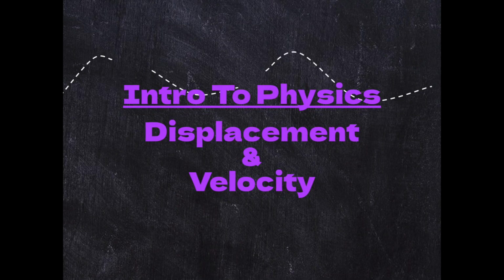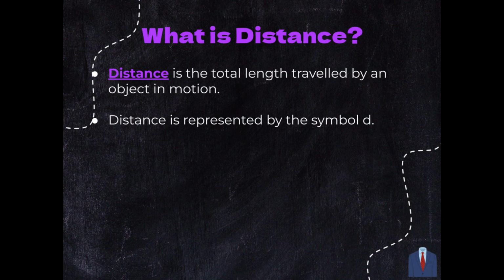In this lesson, we'll be going over displacement and velocity, as well as some other fundamental physics concepts. For starters, let's talk about distance. Distance is the total length traveled by an object in motion. Distance is represented by the symbol d.